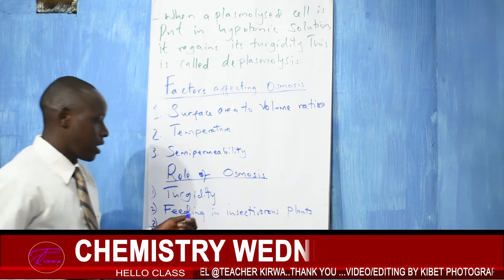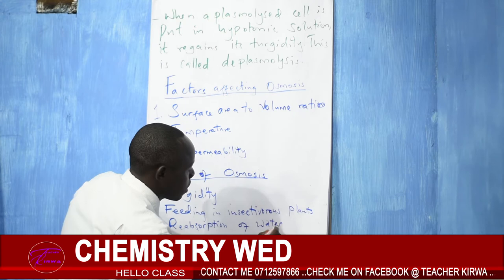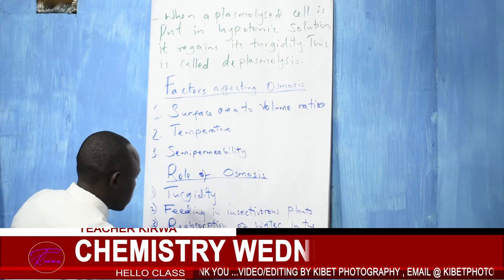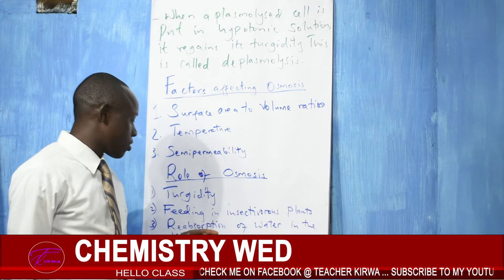Three, in animal cell, it is important in reabsorption of water in the kidney. When we look at the kidney, we talk about the loop of Henle, where we have reabsorption of water. So osmosis helps in reabsorption of water at the kidney.